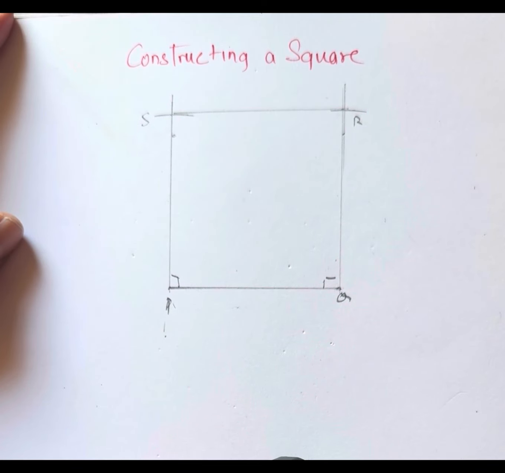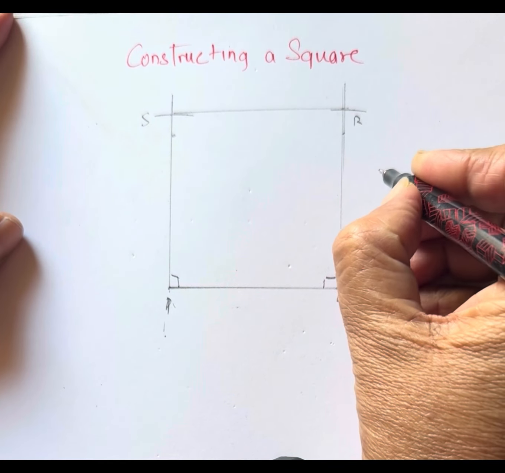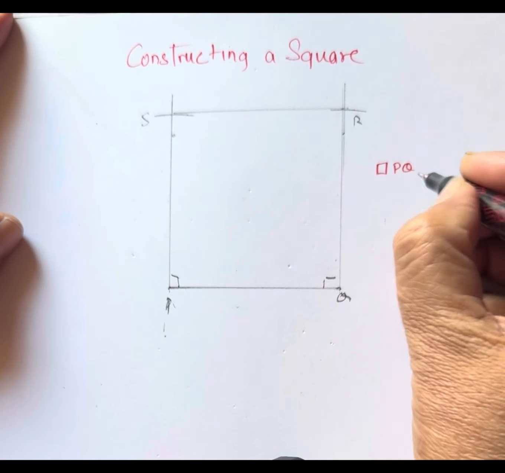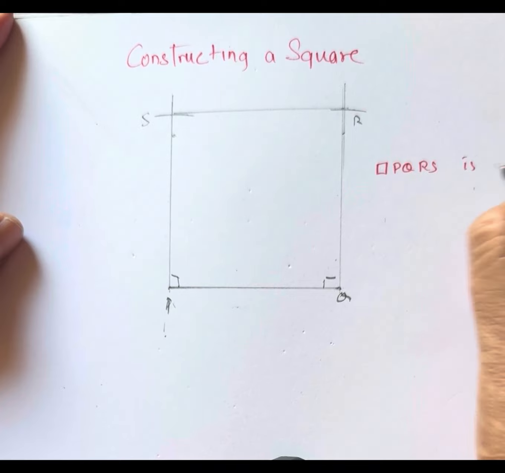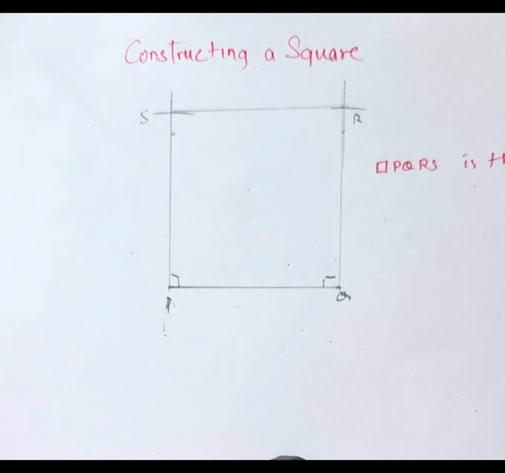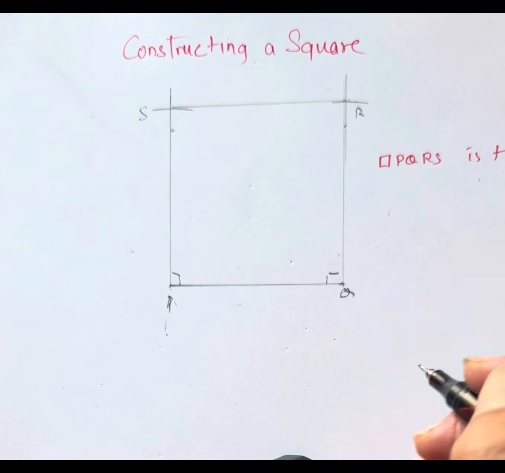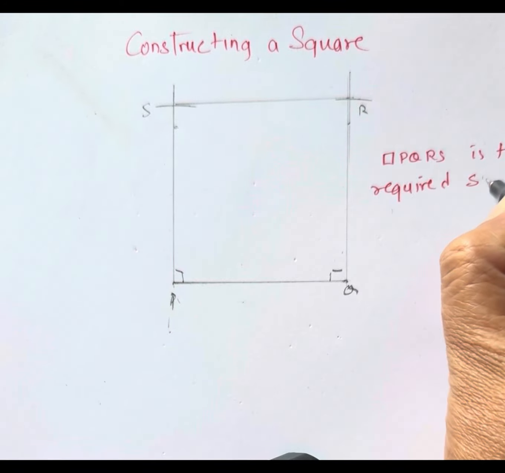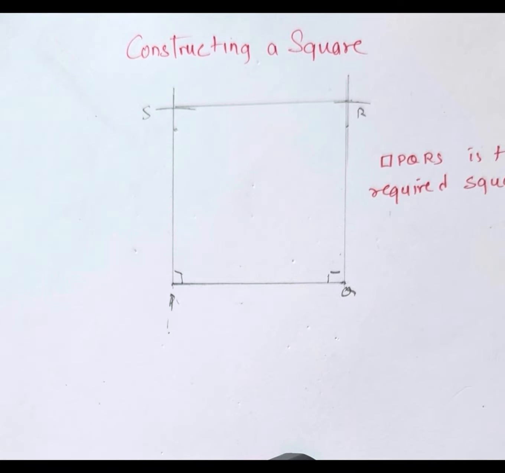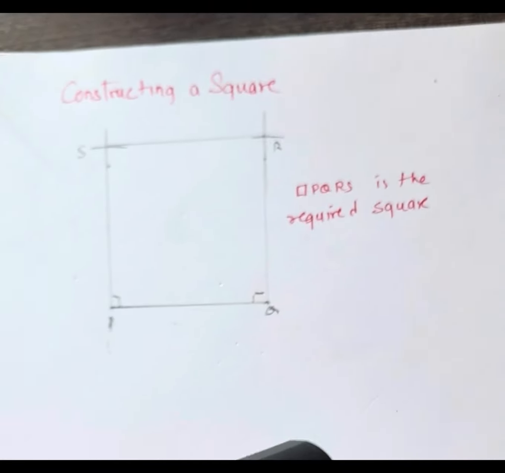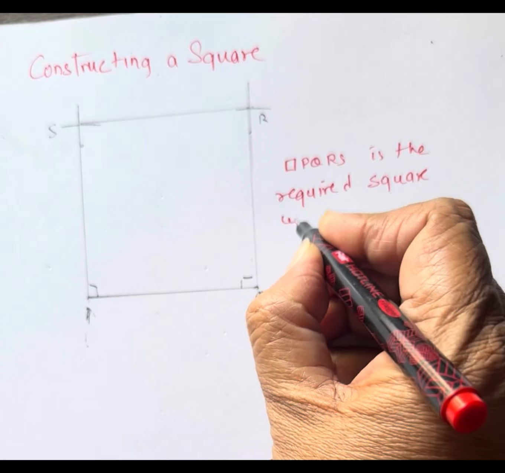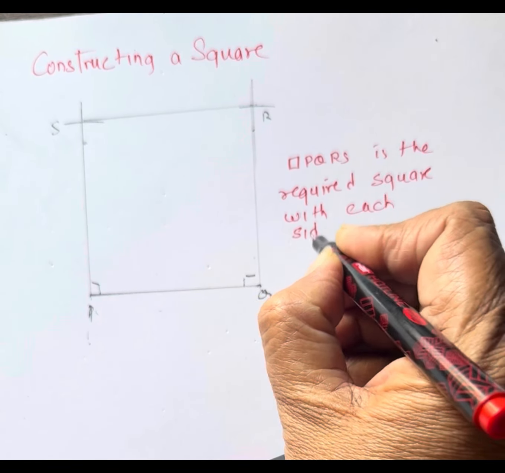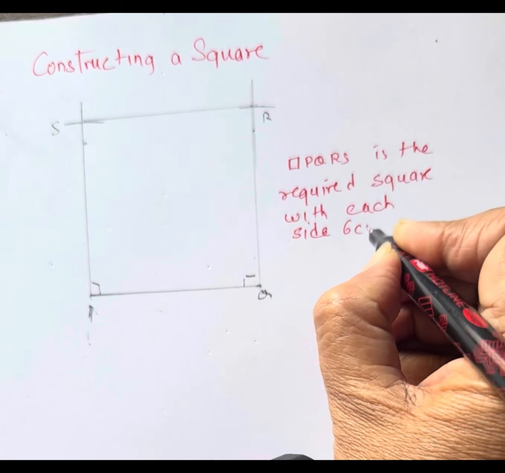So this is the required quadrilateral. PQRS is the required square with each side 6 centimeter.